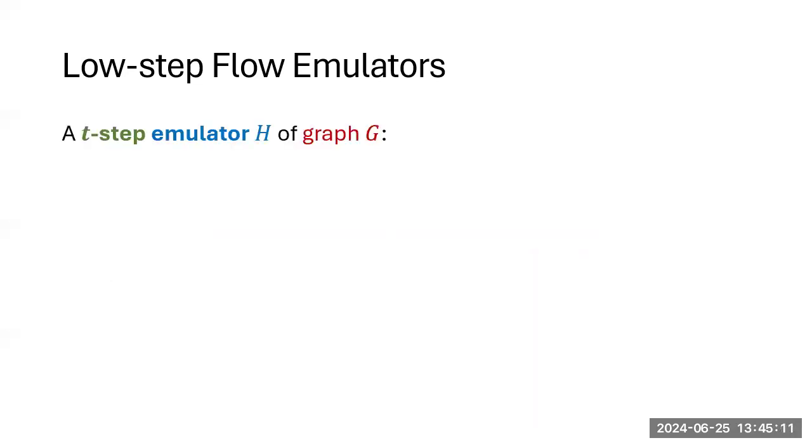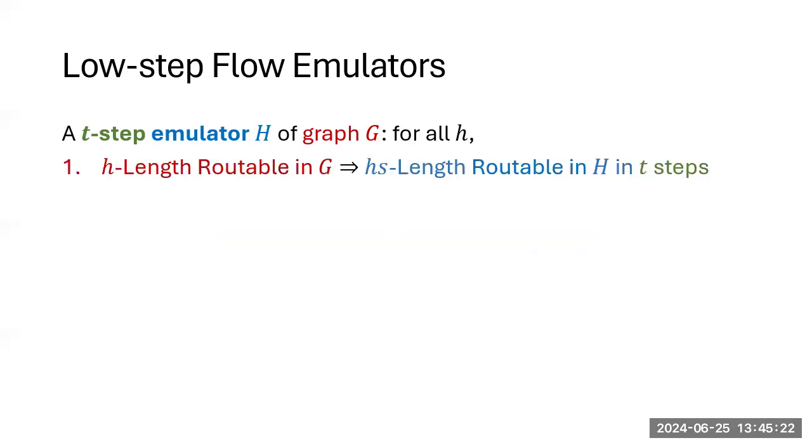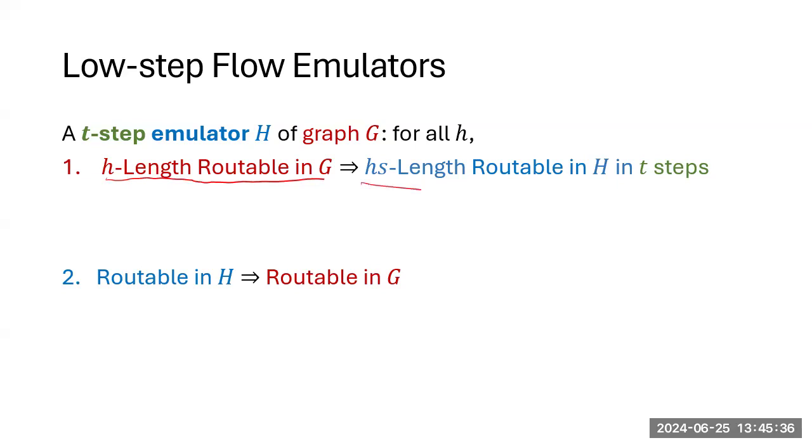So let's see a more formal definition. I say that a T-step emulator H of the graph G is such that for every length scale h, two things are true. Any demand that is h-length routable in G is also routable in H with basically the same length, but with small step. Think of T as a constant. Anything in G that is routable, you can route with the same length but with a small, constant number of edges. And vice versa, anything that is routable in H is routable in G.